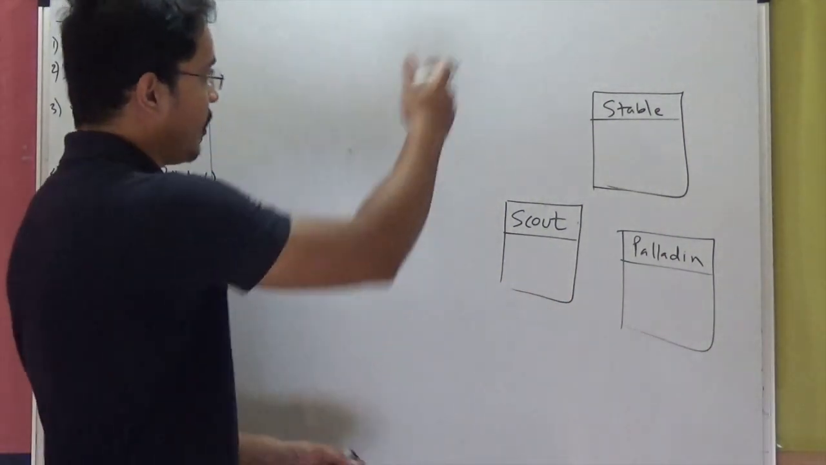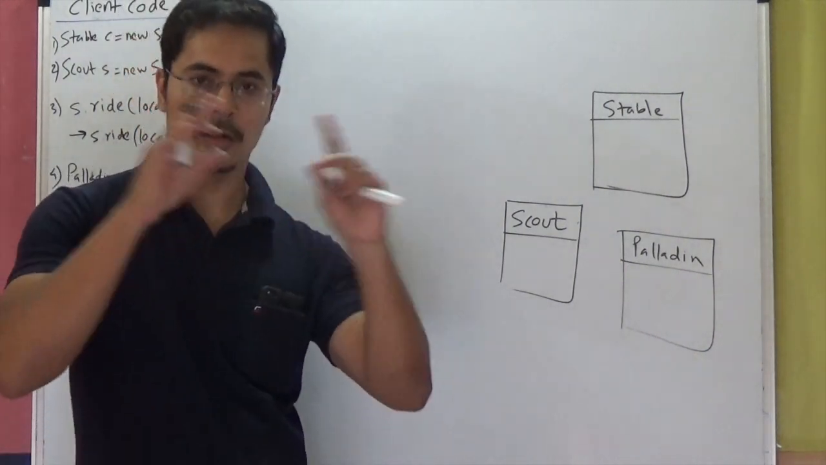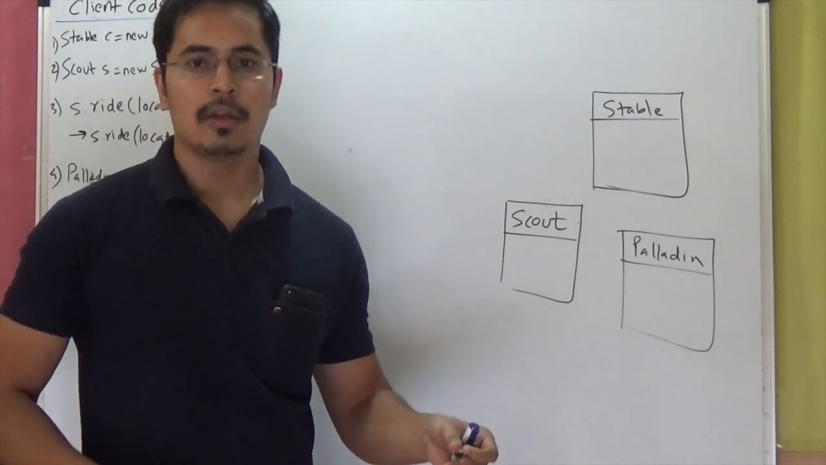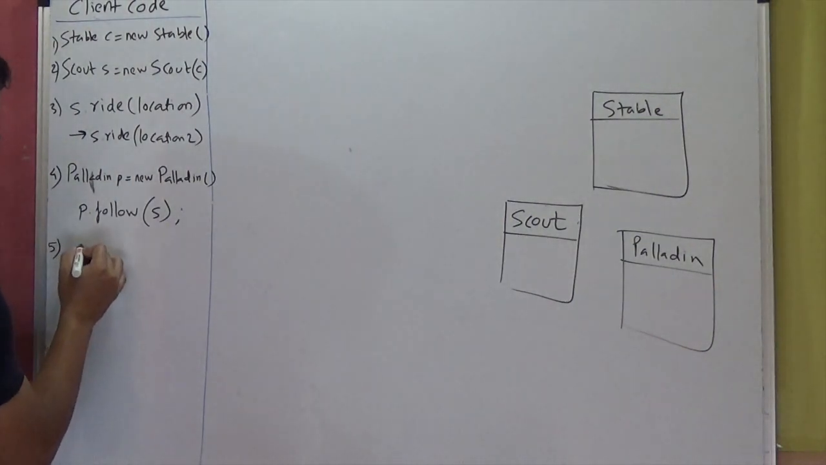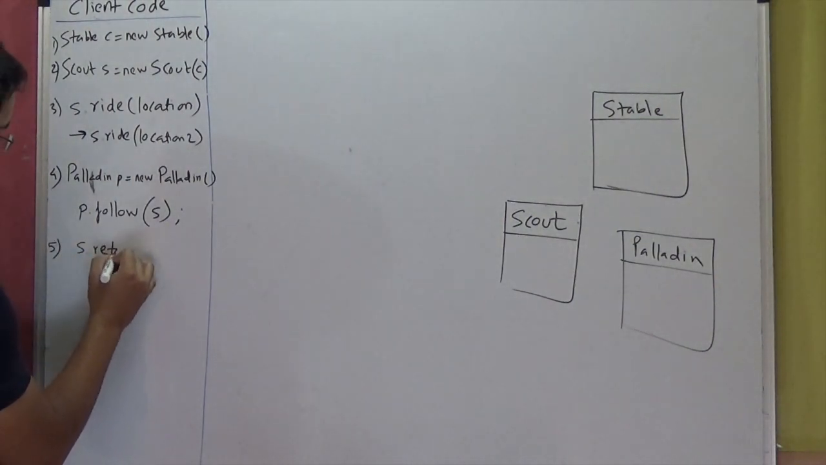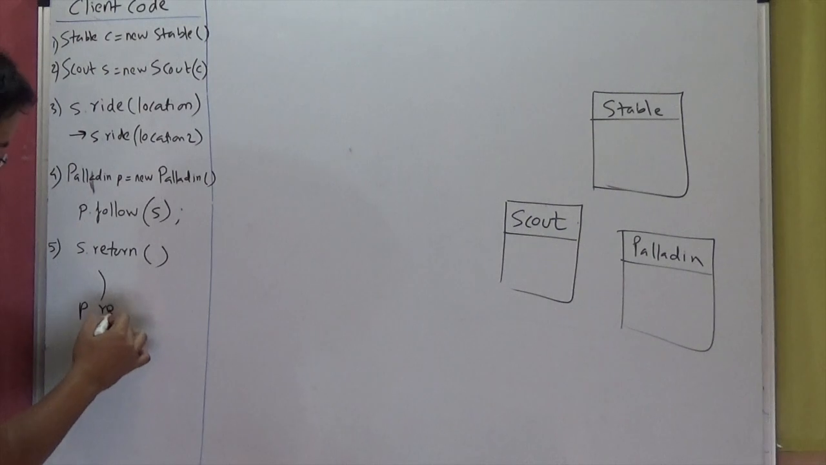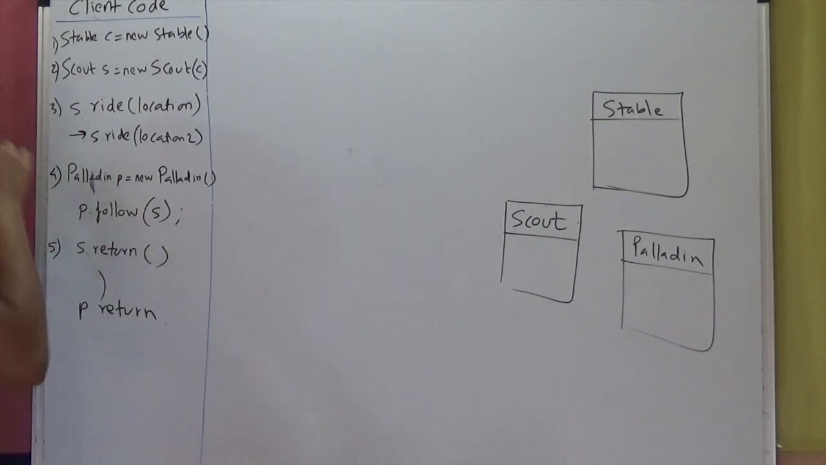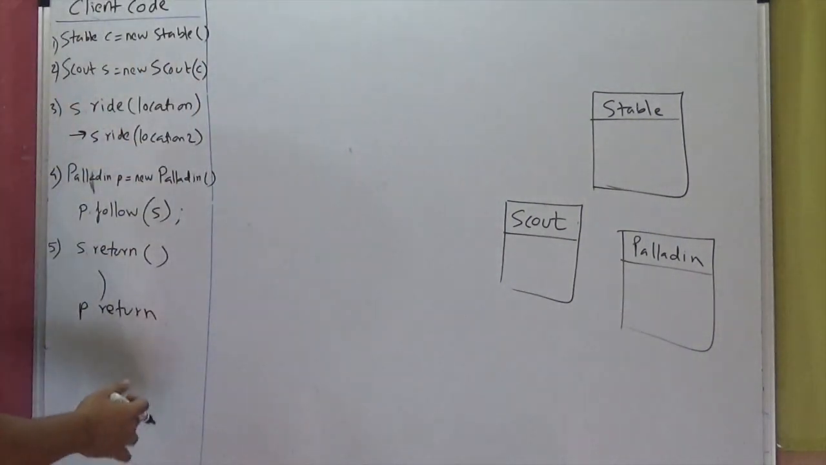In case you reach a point where your paladins and scouts reach enemy territory, and now enemy territory is visible, right? You want them back. So you will have to write something like scout.return, right? And the scout returns, so the paladin is following, so the paladin will also return, right? So this is all you need to do, right?